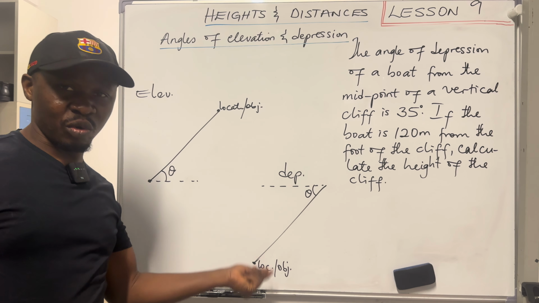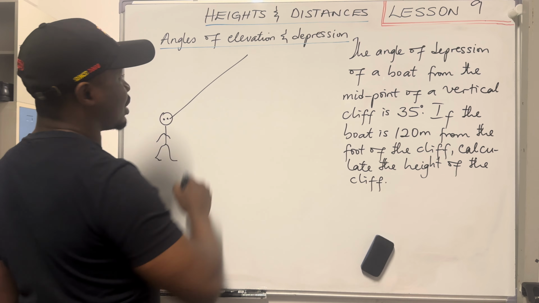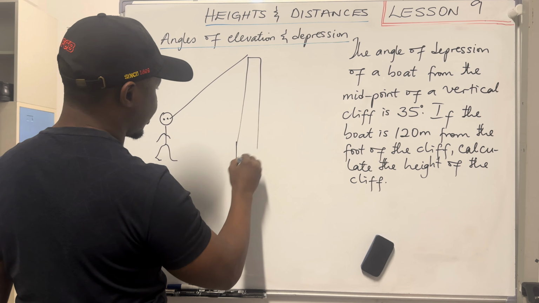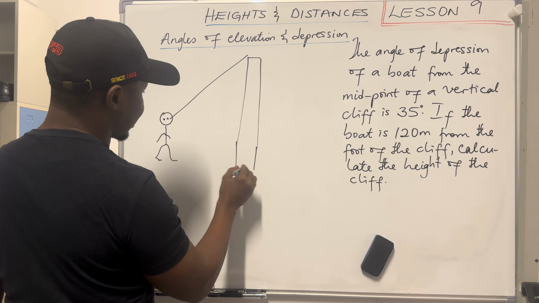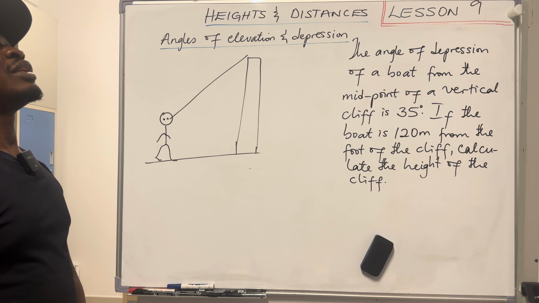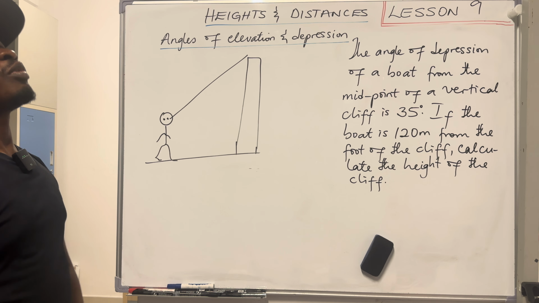Now let us say we have someone here. And the person is looking at the top of a building. Let us just demonstrate this one to be a building. Of course, the building stands on the ground and the person is also standing on the ground. Now, I can stand here and look at the top of the building. So you see, look at the person looking at the top of the building.